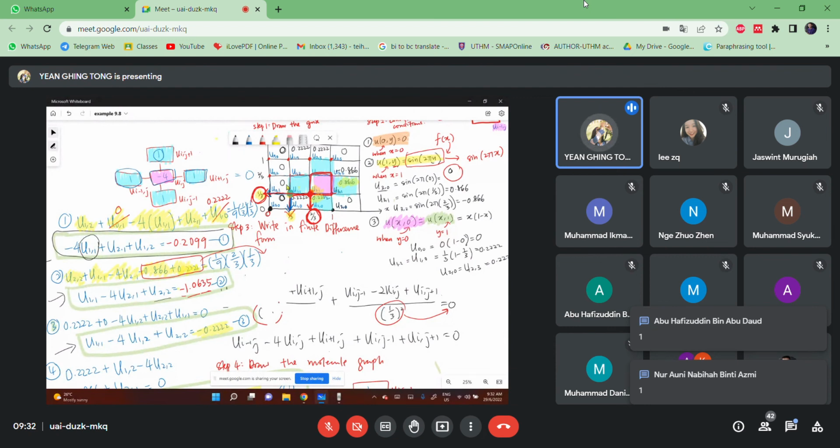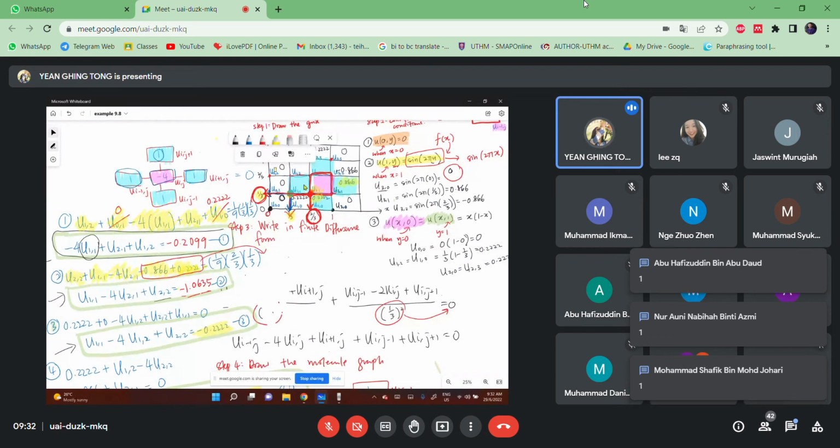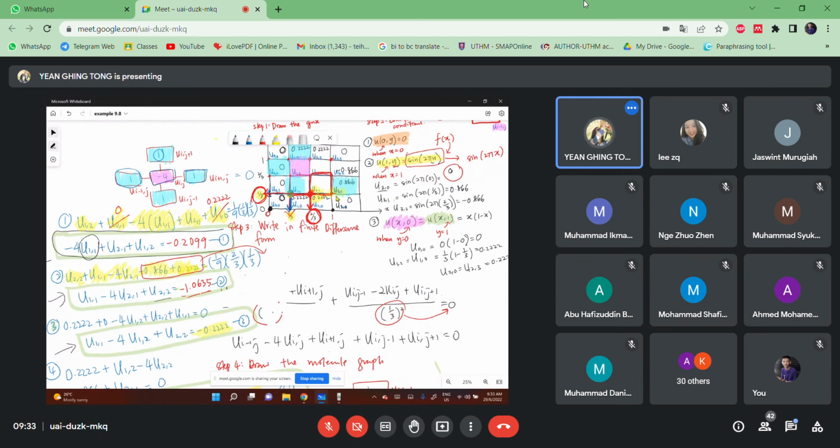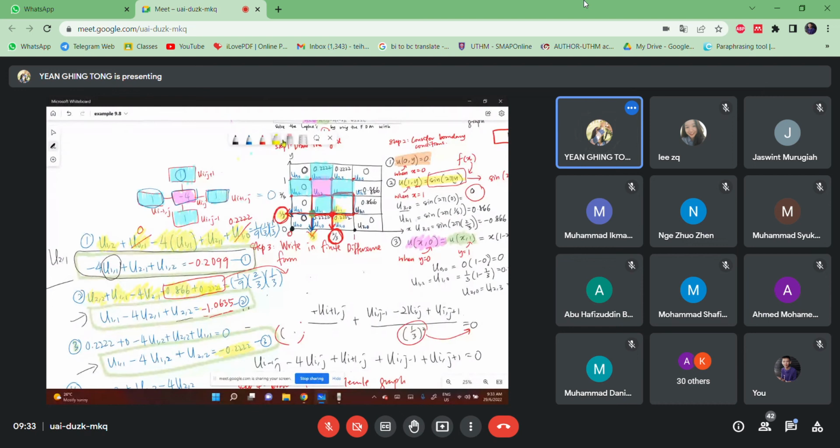Okay. Now we move up here. This move up. This move up. This move up. And this one move here. Sorry, this one delete. This one move here. So now this one is the one. You see? This one 0.2222. Here 0.2222. Plus 0, the left hand side here plus 0. Minus this one minus 4U12, and then plus U22 here, plus U11.